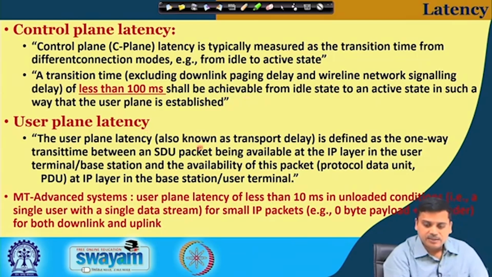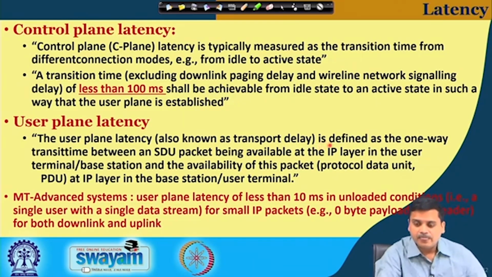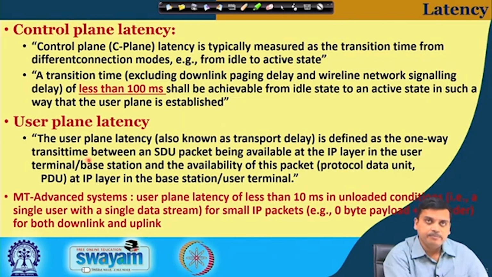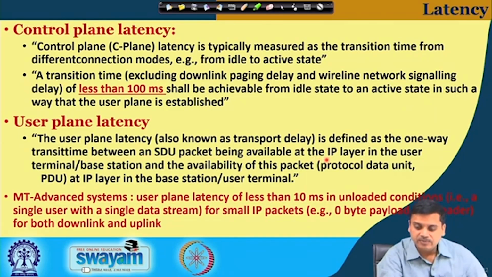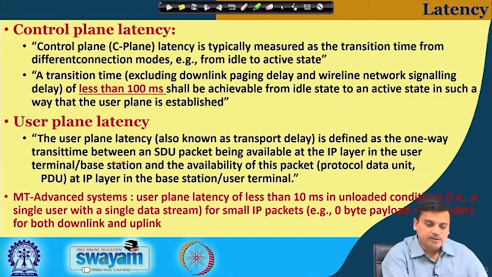The user plane latency, also known as the transport delay, is defined as the one-way transmit time between the SDU packet being available at the IP layer in the user terminal or the base station, in whatever direction we are discussing. So, if it is the uplink, then it is the user terminal; if it is the downlink, it is the base station, and the availability of this packet, that is the protocol data unit PDU, at the IP layer in the base station. So, when it is the terminal, it is the base station, and when it is the base station, it is the terminal.